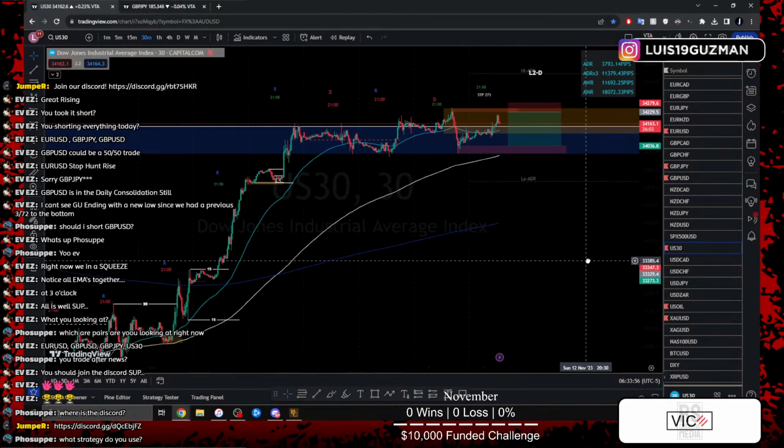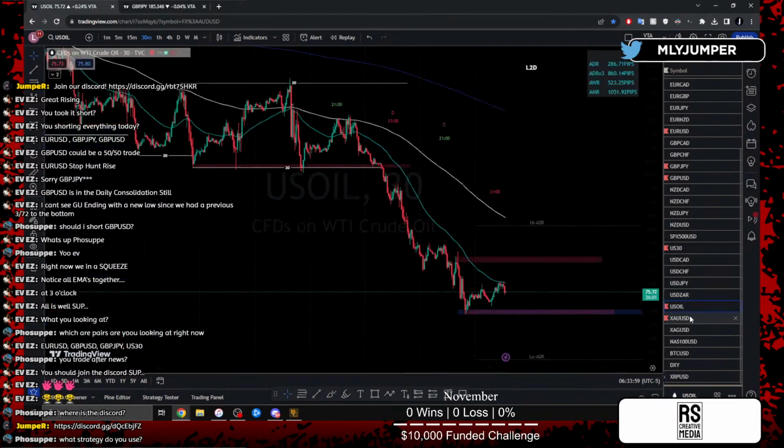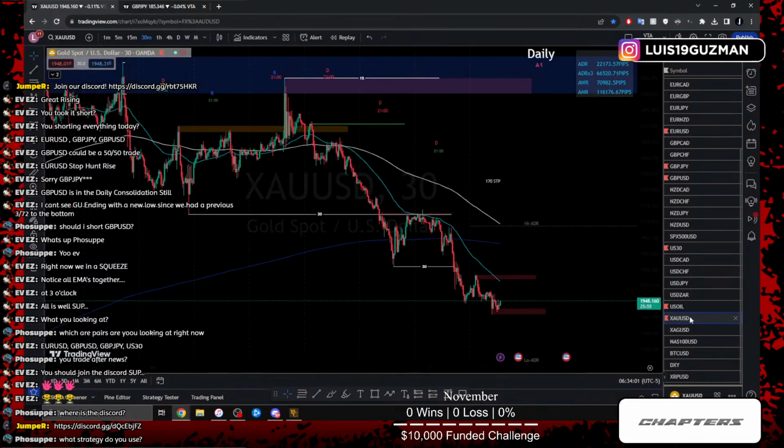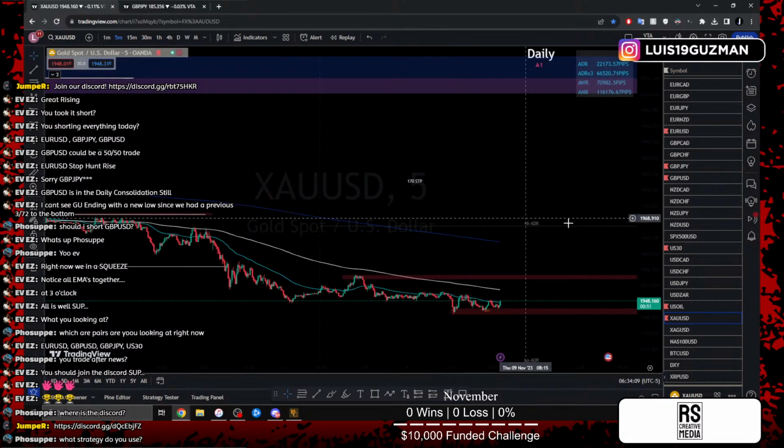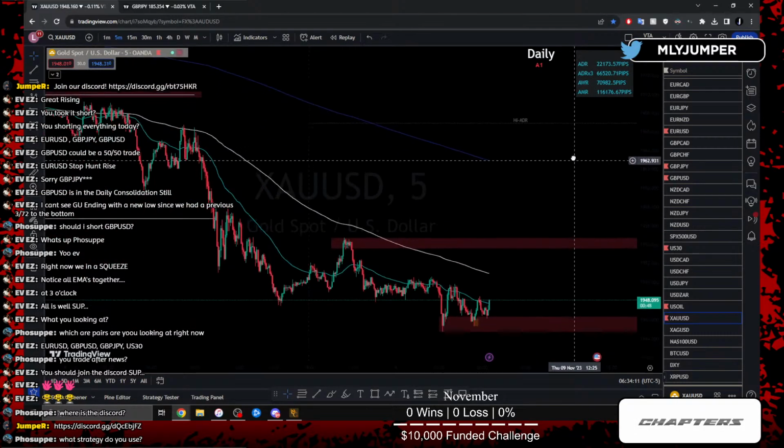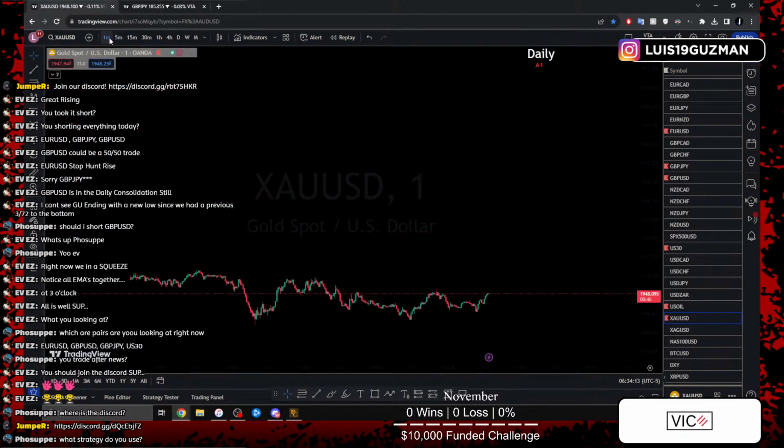So US 30 again, just keeping an eye on it. Not US 30, US oil and gold. They're not ones that I want to trade until after NYC. The reason we're not trading gold until after NYC, anyways, is because we missed the initial entry. We woke up a little bit too late for that.